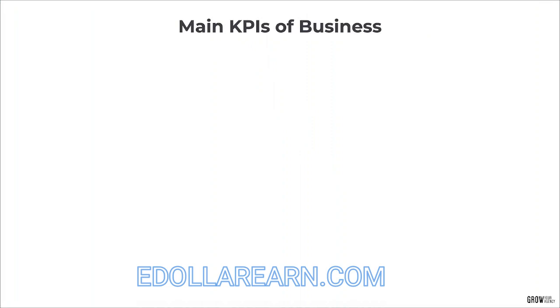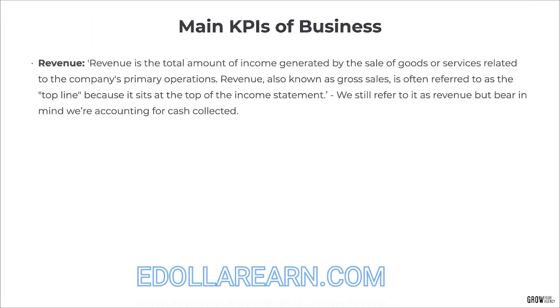So getting into the main KPIs of business, revenue. Revenue is the total amount of income generated by the sale of goods or services related to the company's primary operation. Revenue, also known as gross sales, is often referred to as the top line because it sits at the top of the income statement. So we will still refer to this as revenue, but bear in mind, we're accounting for cash collected. So when I say revenue, I actually mean cash collected.